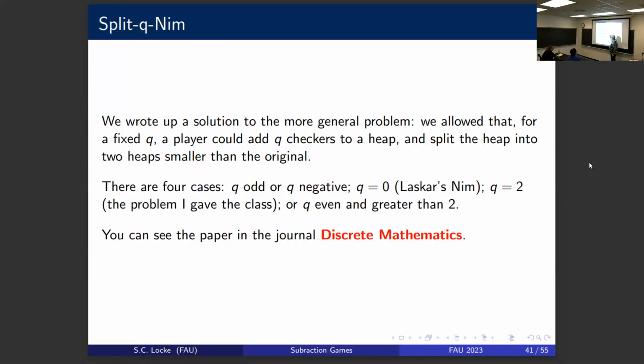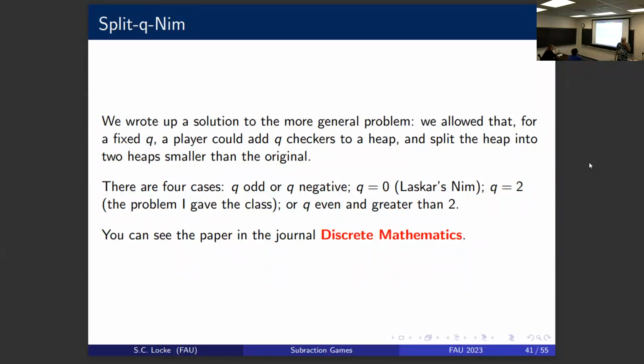Okay. So the cases are Q is odd or negative. Don't care what the other person does. You just play regular NIM. Okay. Q equals 0, that's last year's NIM. Q equals 2, that's a problem I gave to the class. And we completely solved it, of course. And Q even and greater than 2 is a different case, and it's a bit more complicated than the other cases. But if you want to see the proof of that, I brought the proof of that one with me because it's the nicest paper I have in game theory. So I have a copy of that one. Okay.